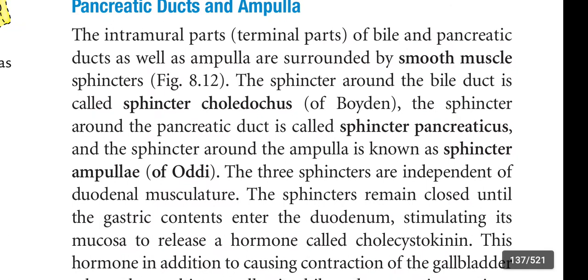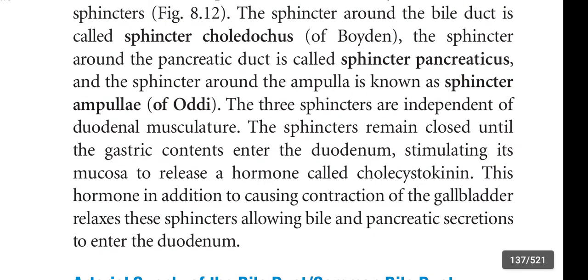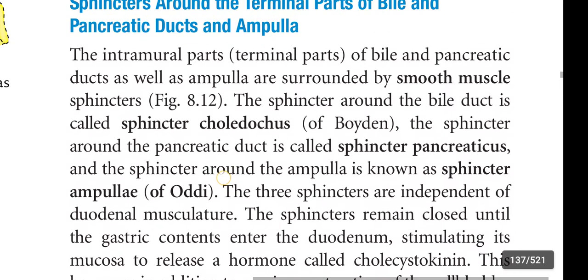The three sphincters are independent of the duodenal musculature. The sphincters remain closed until the gastric contents enter the duodenum, stimulating its mucosa to release a hormone called cholecystokinin. This hormone, in addition to causing constriction of the gallbladder, relaxes these sphincters, allowing bile and pancreatic secretion to enter into the duodenum. Once again, I am reading for you.